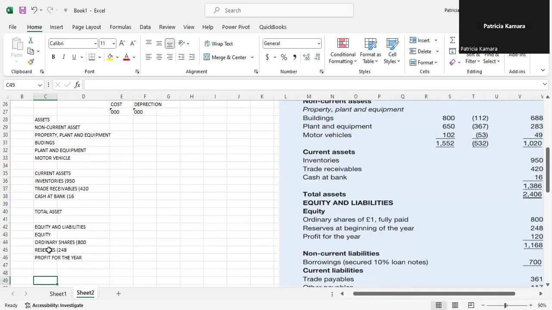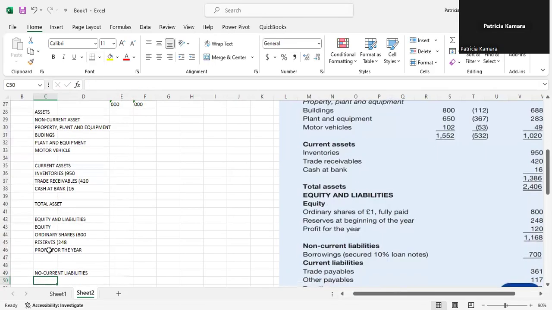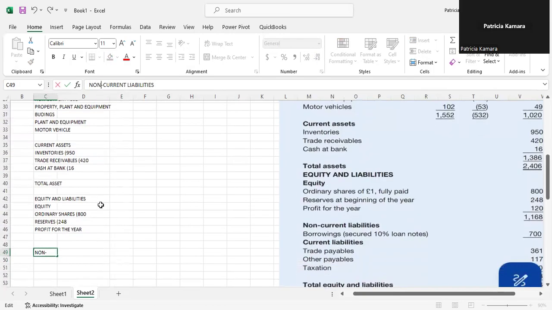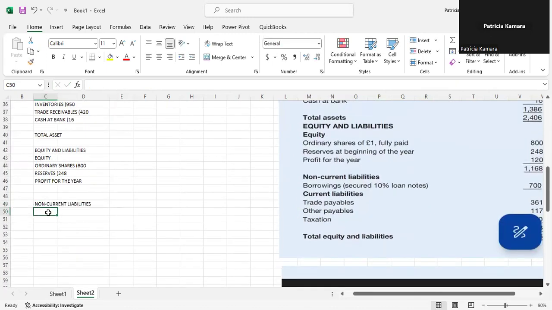And then let's go to our non-current liabilities. Liability too has two components. We have the current and then the non-current liabilities. So non-current are those beyond 1 year and the current are those within a 1 year period, okay? So it has the same understanding as the assets. So for non-current liabilities, we have borrowing, which is beyond a 1 year period. This was given to us as 700.